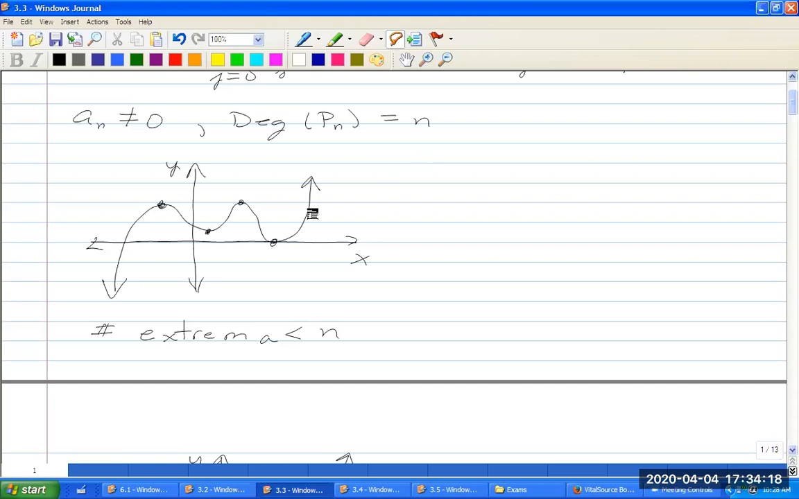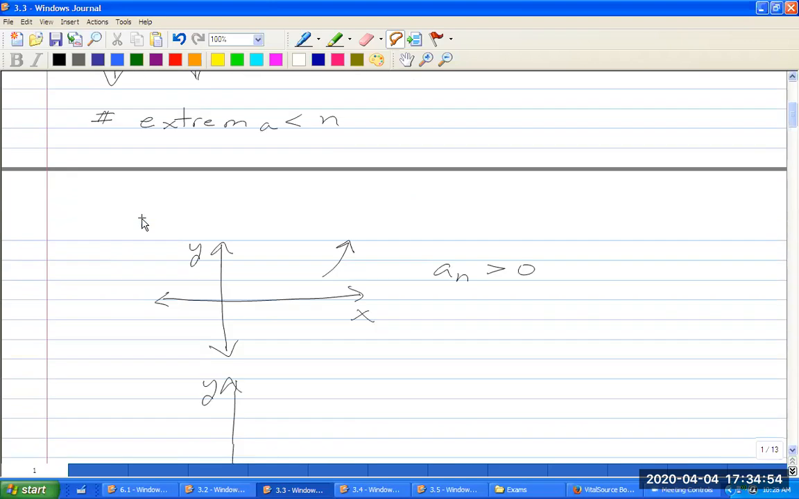And so if this is of degree 4, there could be at most 3 extrema. And so in this case, it has to be greater than degree 4, because there are 4 extrema. So therefore, this polynomial, I don't know what the degree is, but certainly the degree of this polynomial would need to be greater than 4 for it to have a graph looking like this. Okay.